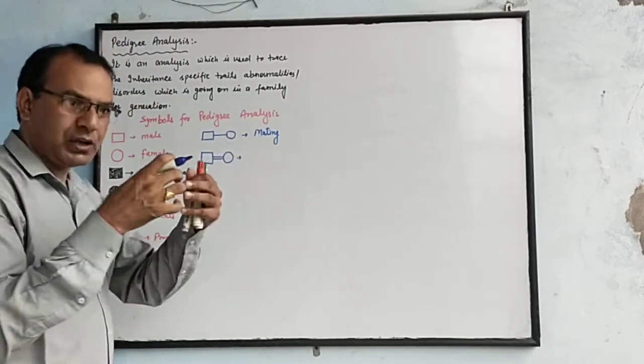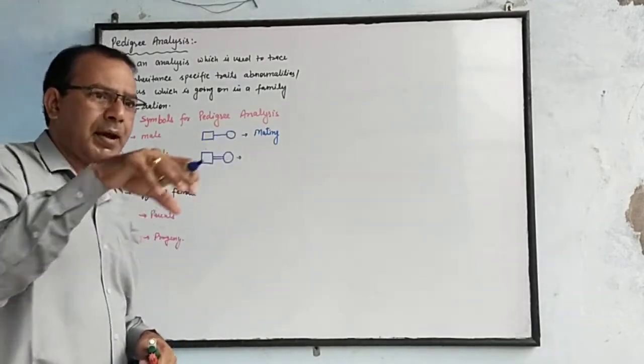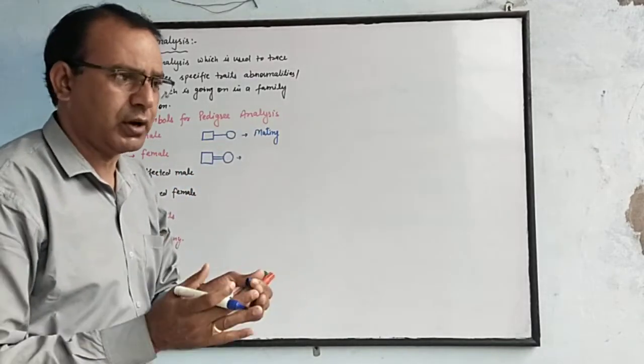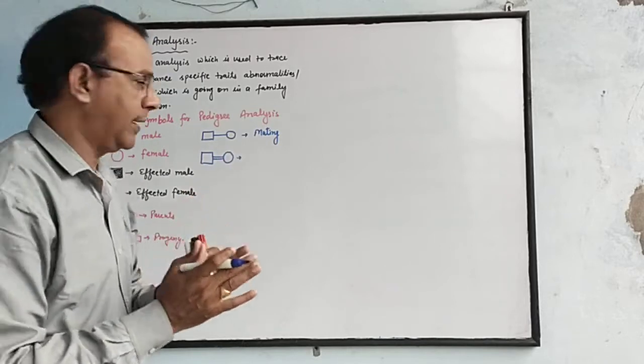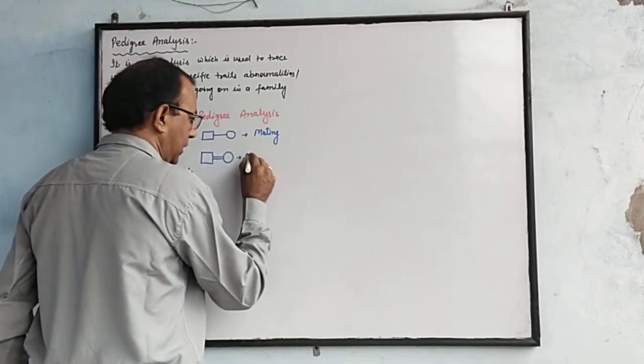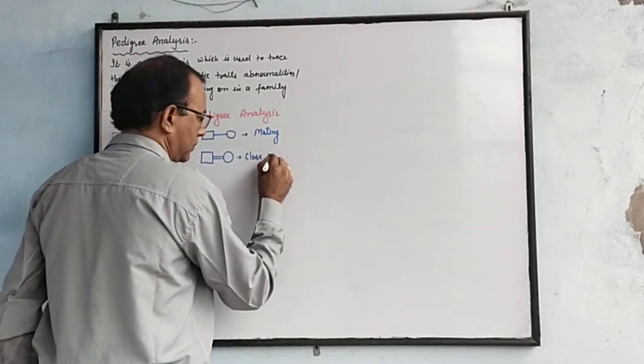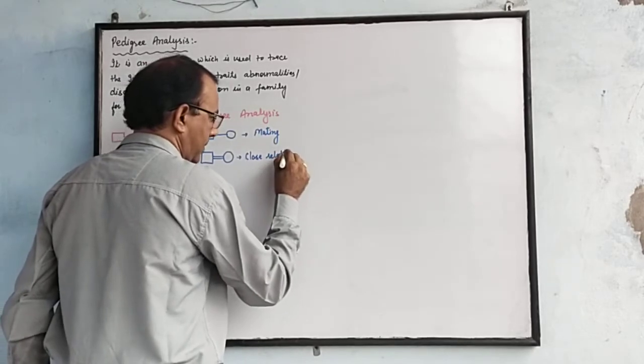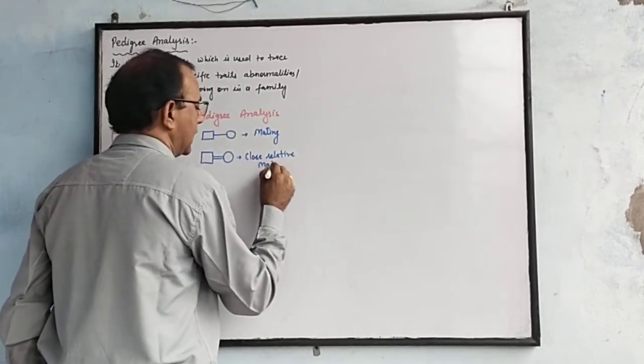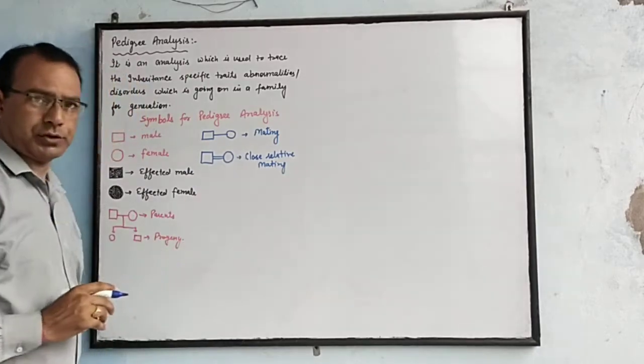But close relatives, meaning any sexual contact among family members in close relation, that is called close relative mating, or you can say relative mating process.